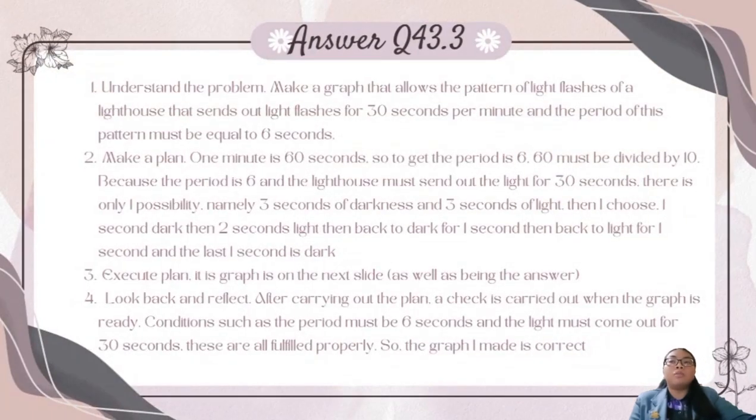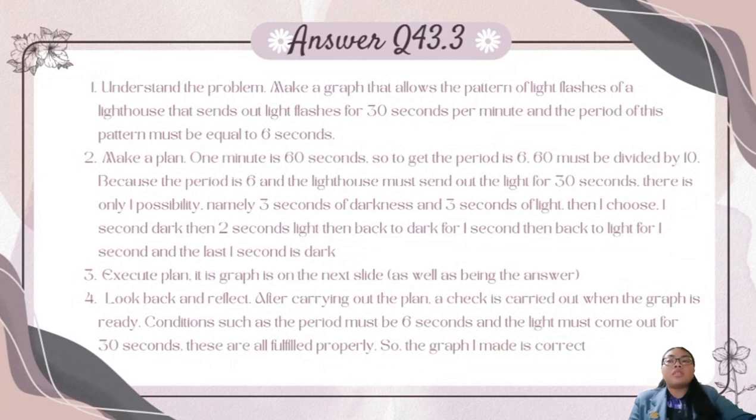And the next is the answer to question 43.3. The first step is the same, understand the problem. It is to make a graph of a possible pattern of light flashes of a lighthouse that sends out light flashes for 30 seconds per minute, and the period of this pattern must be equal to 6 seconds. The next step is make a plan.